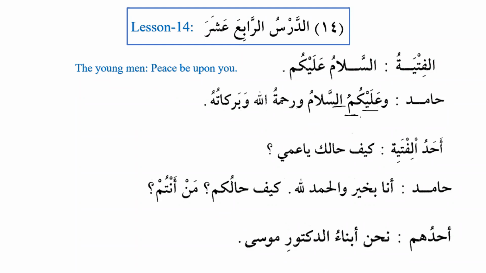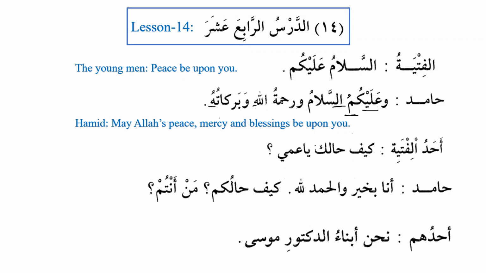Wa alaykum assalamu wa rahmatullahi wa barakatuhu. Rahmatullahi, we can see it is mudaf ilayh, mercy of Allah. Wa barakatuhu is also mudaf ilayh. Barakatun is singular, and the plural of barakatun is barakatun. And when we have the attached pronoun, then the noon will disappear and it becomes wa barakatuhu. Hamid says, may Allah's peace, mercy, and blessings be upon you.